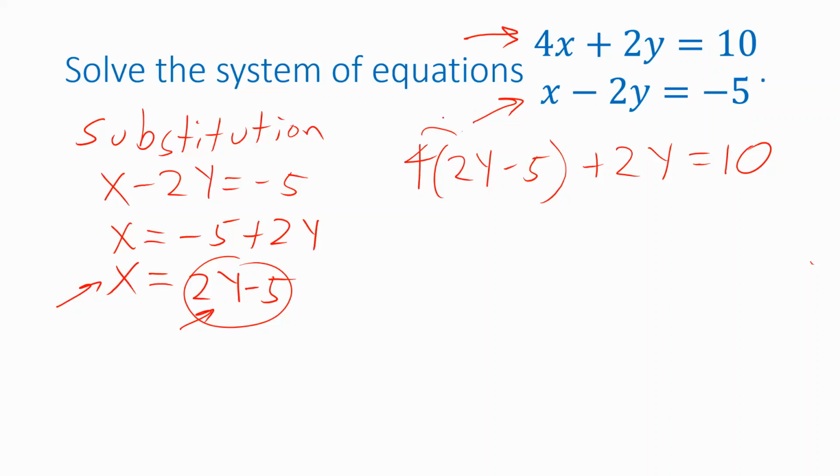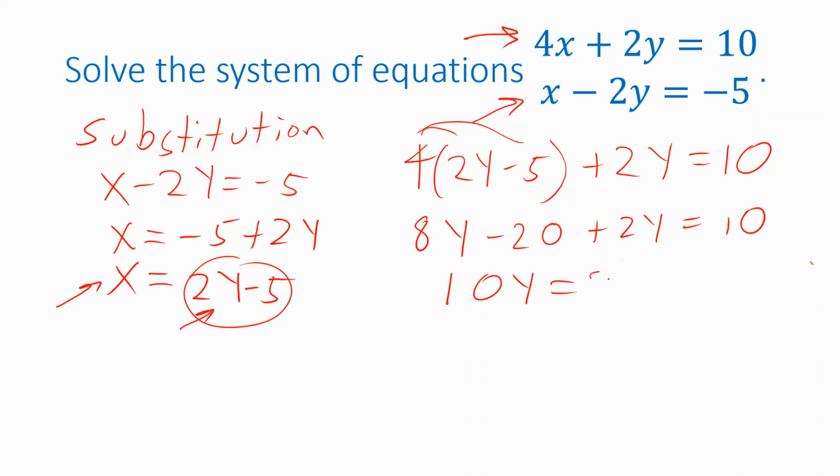I can distribute this multiplication by 4 to get 8y minus 20, and then combine like terms. So on the left side, I have 8y plus 2y, that's 10y. And I'm going to, in the same line, do a second step. I'm going to get rid of the 20 here on the left side by adding 20 to both sides. So minus 20 plus 20 will cancel. And on the right side, 10 plus 20 is 30.